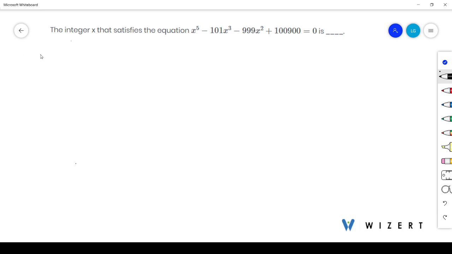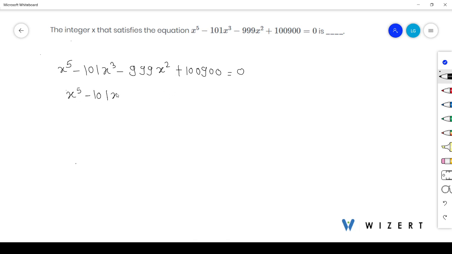Our question is: the integer x that satisfies the equation x to the power 5 minus 101 x cube minus 999 x square plus 100,900 equals 0 is? We have given x to the power 5 minus 101 x cube minus 999 x square plus 100,900 equals 0.